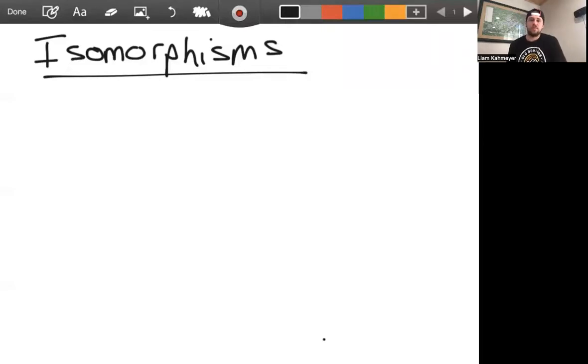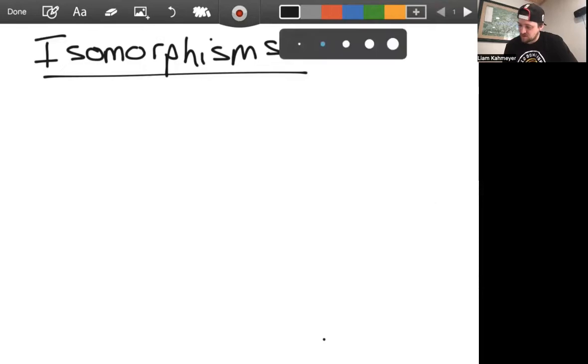Now that we've seen what it means for a linear transformation to be injective and surjective, what we want to do is look at what happens when they're both injective and surjective. These are called isomorphisms. So let's start with the definition here.